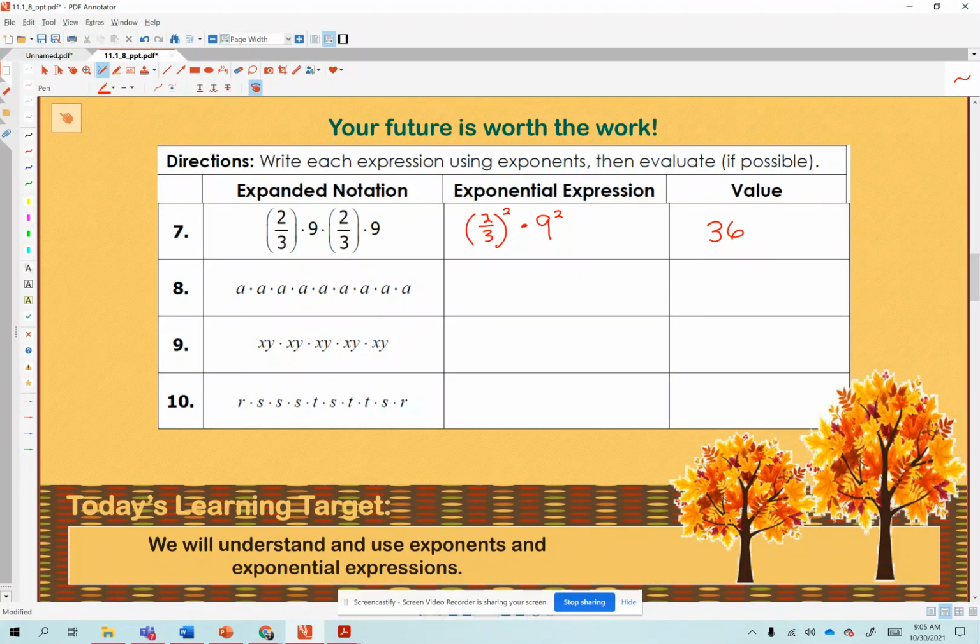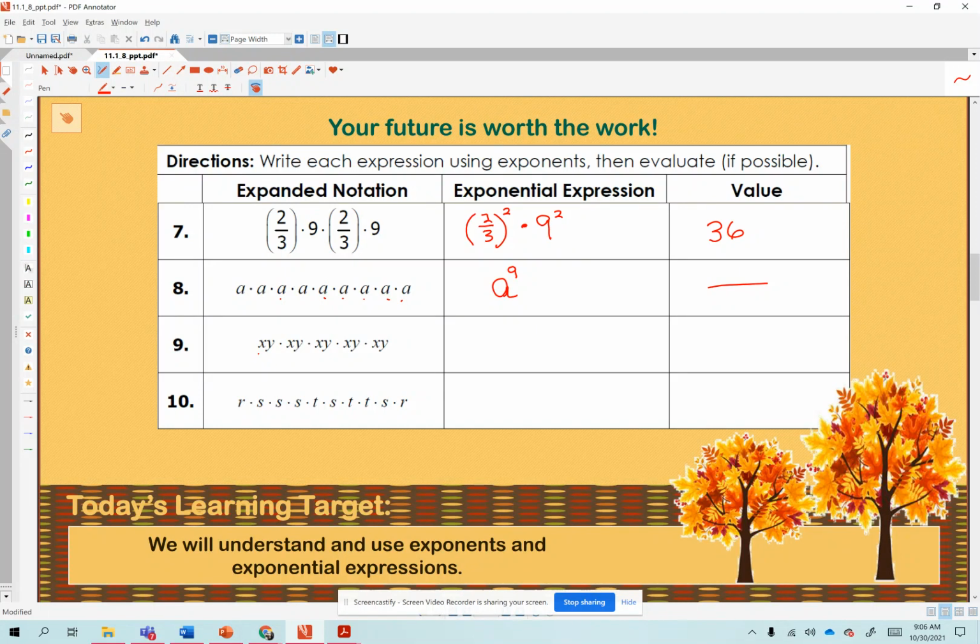So now we're moving away from numbers and we're moving into letters, because we are getting you ready for algebra in 9th grade. So in number 8, we have a series of A's, and we need to count them. 1, 2, 3, 4, 5, 6, 7, 8, 9 A's. So our exponential expression will be A as a base, 9 as an exponent, and we read that A to the 9th power. However, we cannot evaluate that because we don't know what the value of A is.